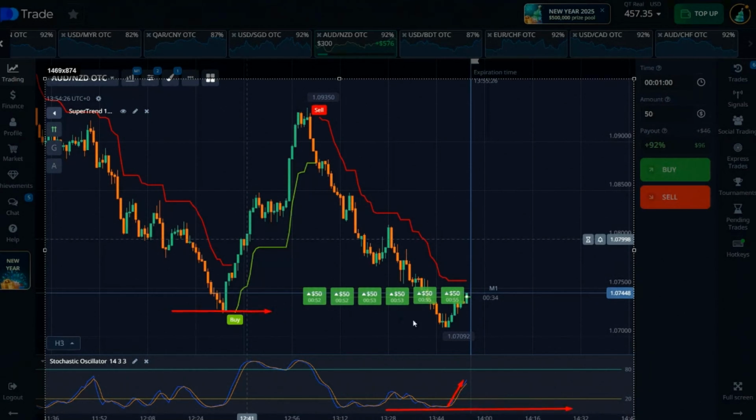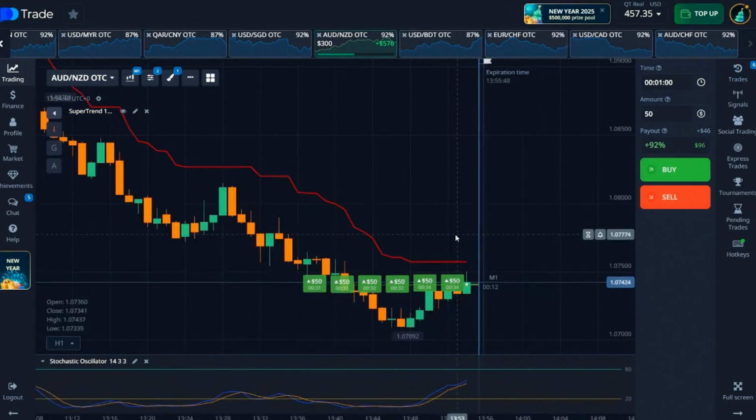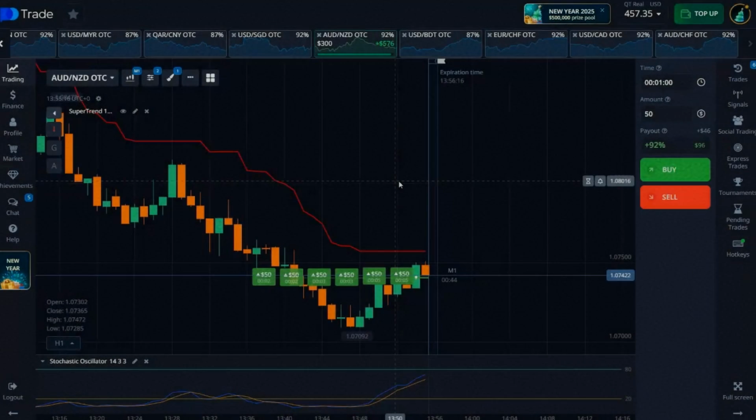So, our transactions, friends, are completed. Plus $1,033 on the balance. Let's set the amount to $500 and move on to the next currency pair. So, friends, we open the next deal on this asset. New Zealand dollar, Japanese yen, bearish position.